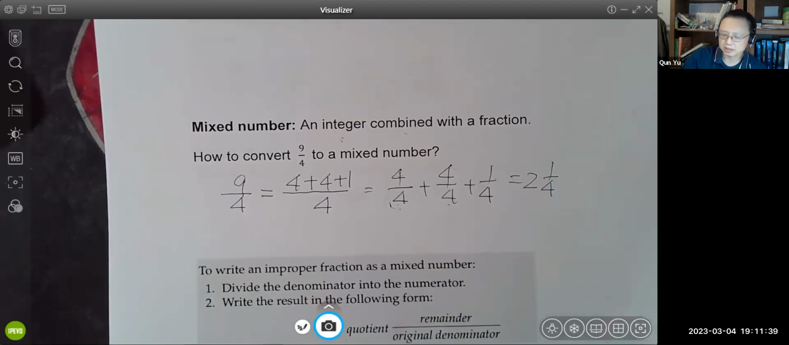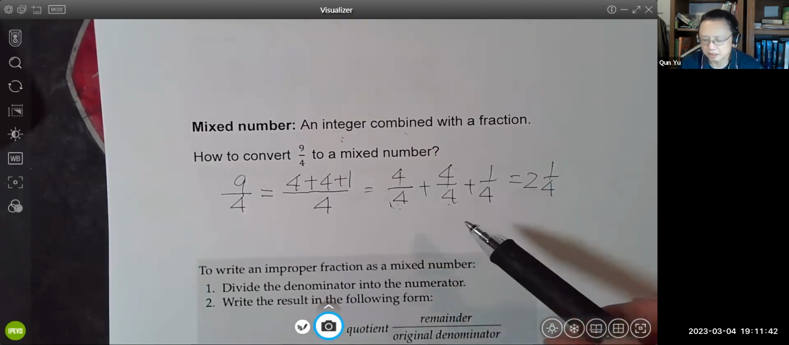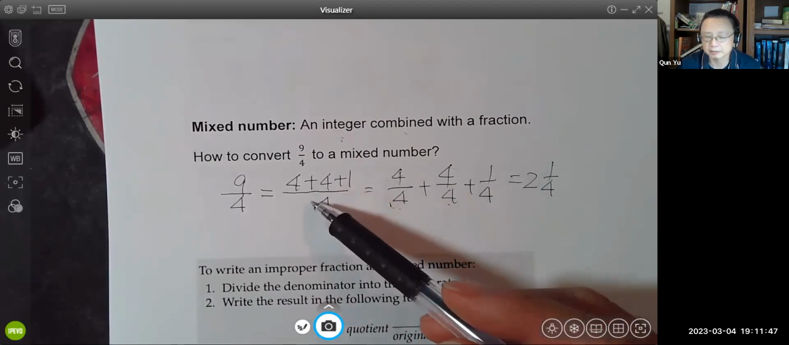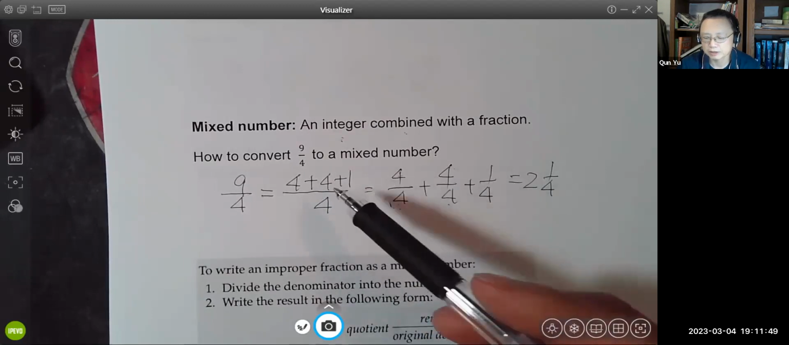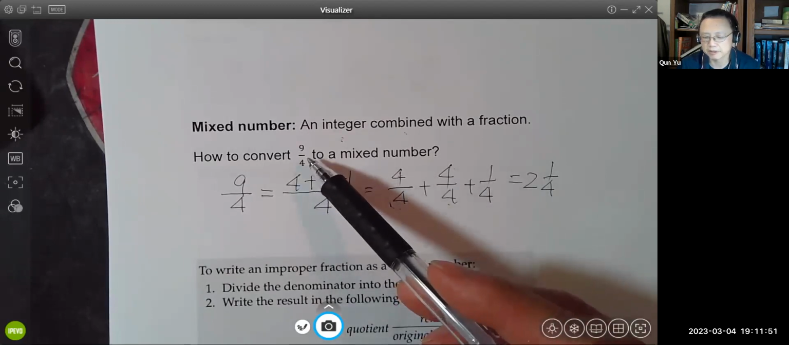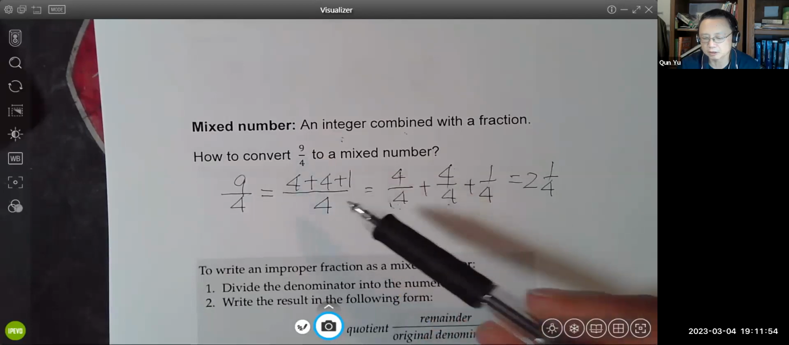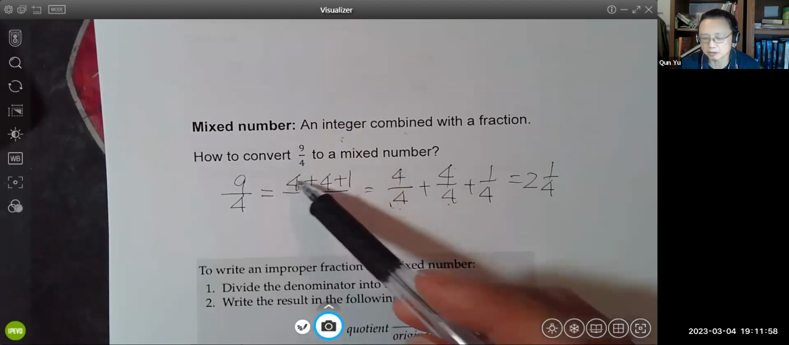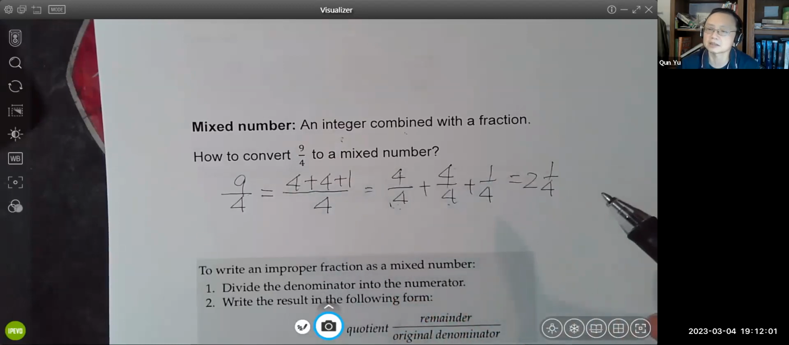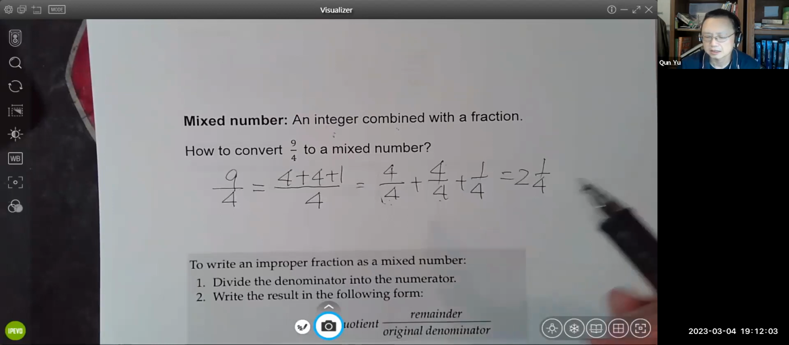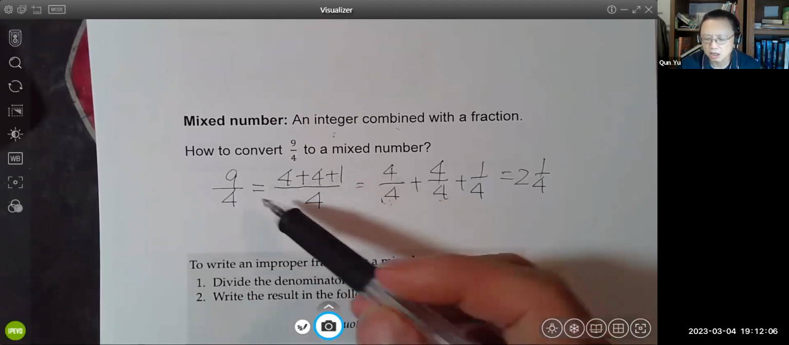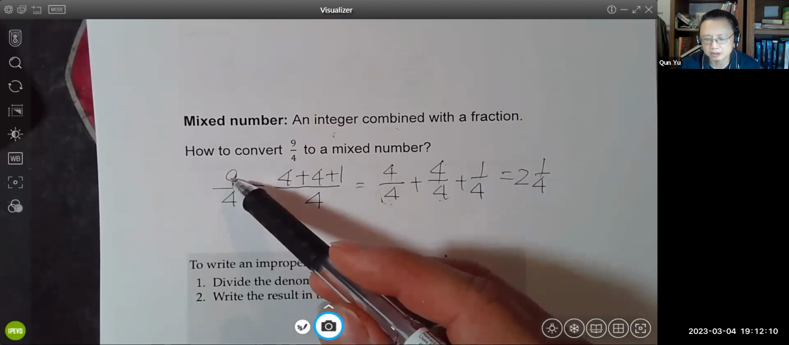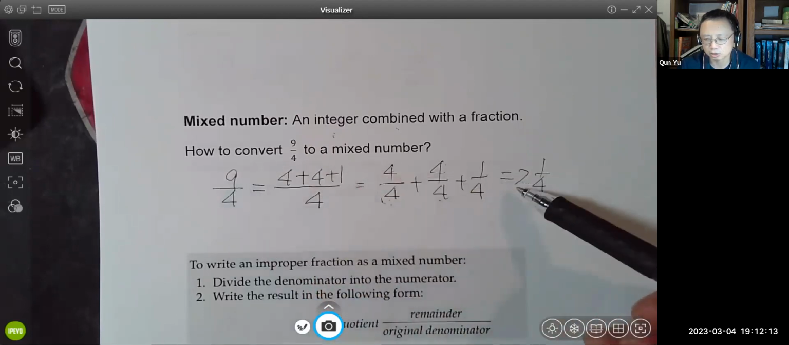Now let's look at more examples of how we convert an improper fraction to a mixed number. So this is just for explanation purposes. When you actually convert an improper fraction to a mixed number, you don't do it this way. Imagine if this number is really big, you're going to write many fours. It's just not an efficient way to do that. Instead, we want to know how many of this number, in this case 4, are in the number 9. In this case, there are 2 fours in the 9.